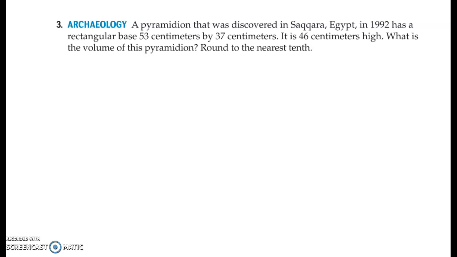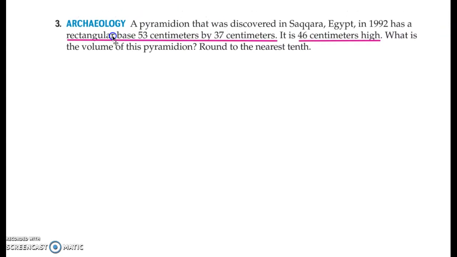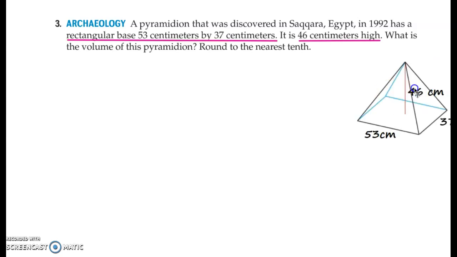All right, now we have an example of a word problem. A pyramidion that was discovered in Saqqara, Egypt in 1992 has a rectangular base, 53 centimeters by 37 centimeters. It is 46 centimeters high. What is the volume of this pyramidion rounded to the nearest tenth? So if I'm looking at the problem and I want to pull out the important information, I can see that it has a rectangular base, 53 by 37, and the pyramid itself is 46 centimeters high.